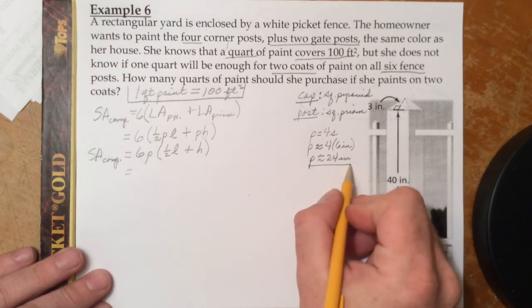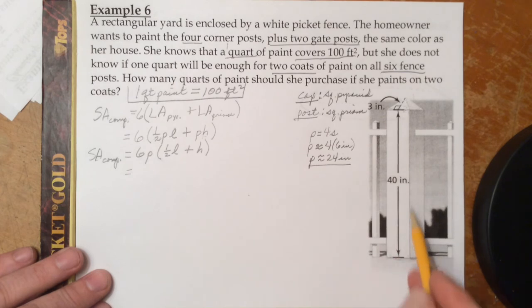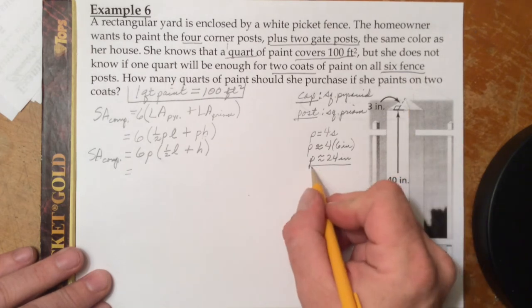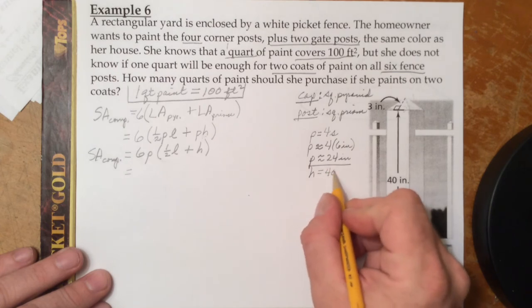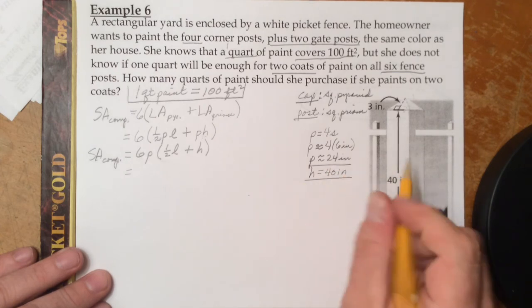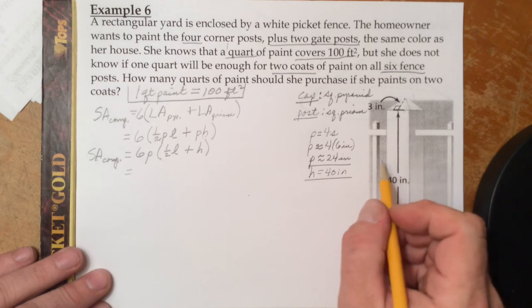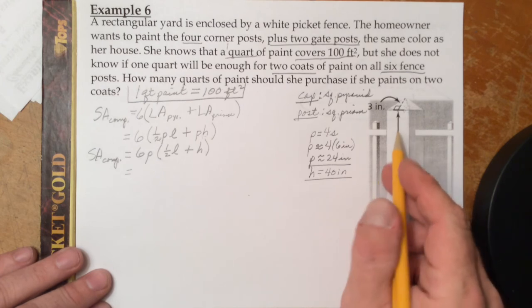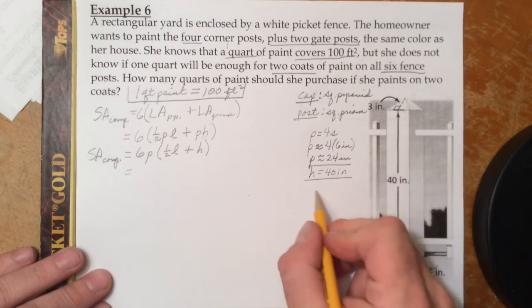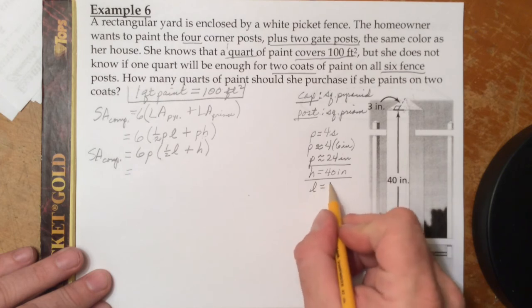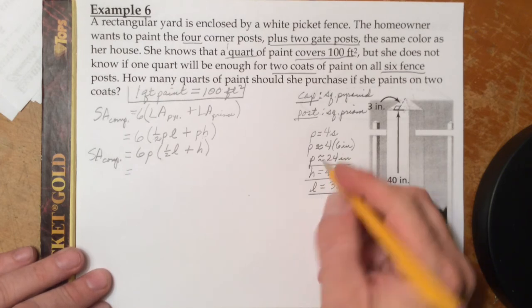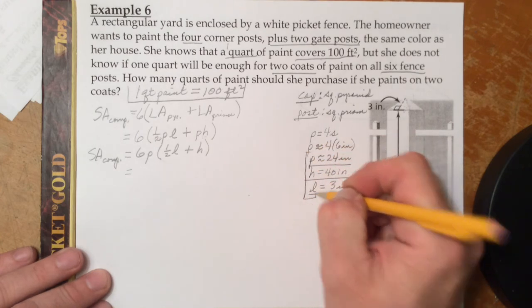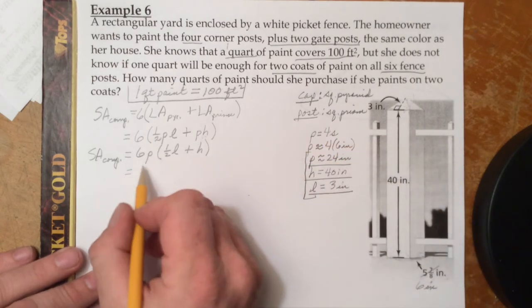Next, we need the height of the prism, which is right here, 40. So the height of the prism is 40 inches. Now, we don't use the height of the pyramid, but we do use the slant height of the pyramid. The slant height of the pyramid is 3 inches. L is 3 inches. Now we have everything we need right here to use in our formula.